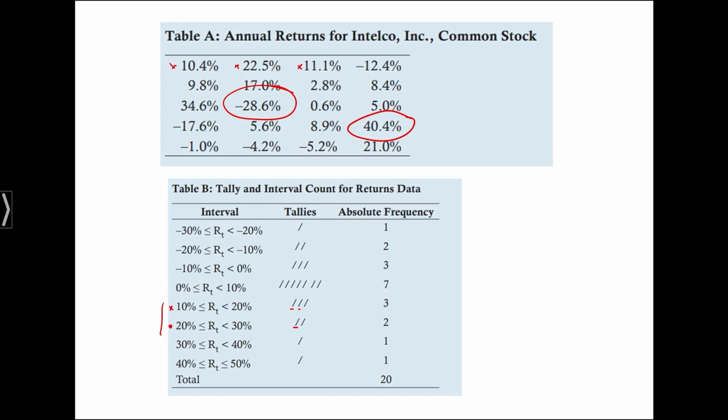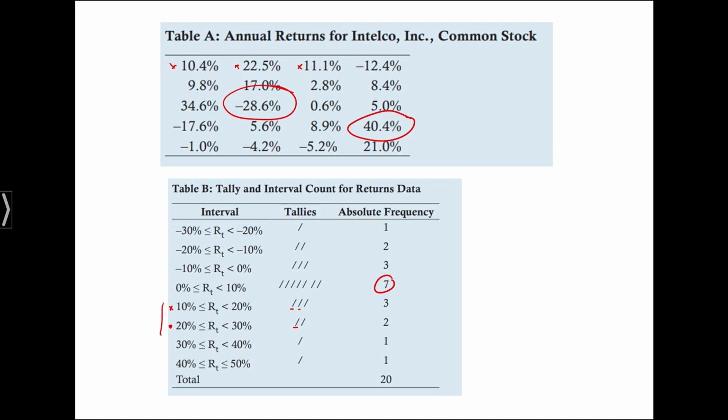Now, we do this for all of our intervals, and straight away, we can now start to see some trends in our data. We can see that the most frequently recurring interval, the one with the most observations allocated to it, is in the range less than 10, greater than or equal to 0. In other words, 7 observations lay in the interval greater or equal to 0%, less than 10%. So we can start to get a feeling for this.